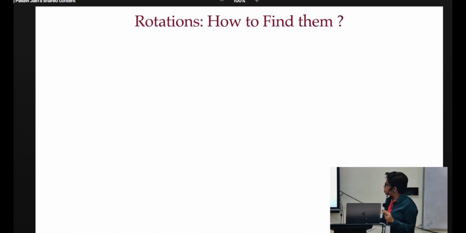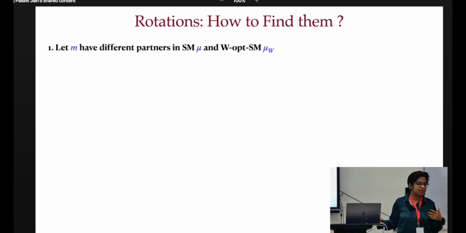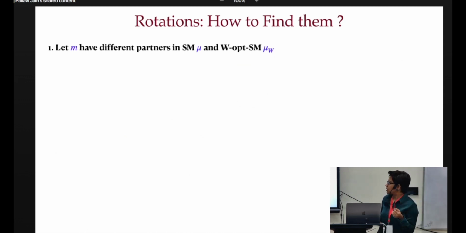All right. So now the question is, this definition of rotation makes sense. I can see there can be some benefit in it. How to find it? We find it with a very straightforward step. You take every man who has a different partner in the man optimal and the woman optimal stable matching. How do we find such men? Quickly, tell me.